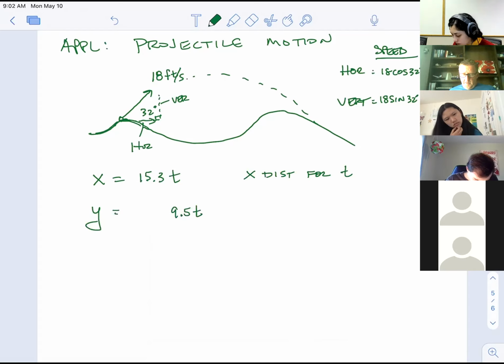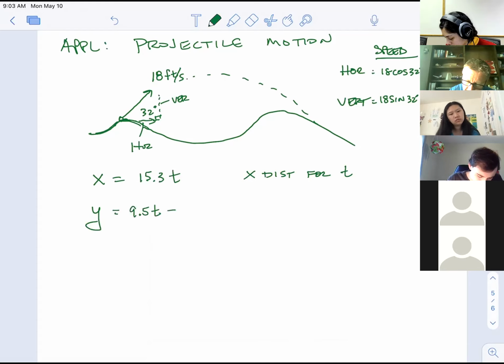However, there is something changing here, and that's gravity. It turns out that gravity is pulling you down about 16.1.